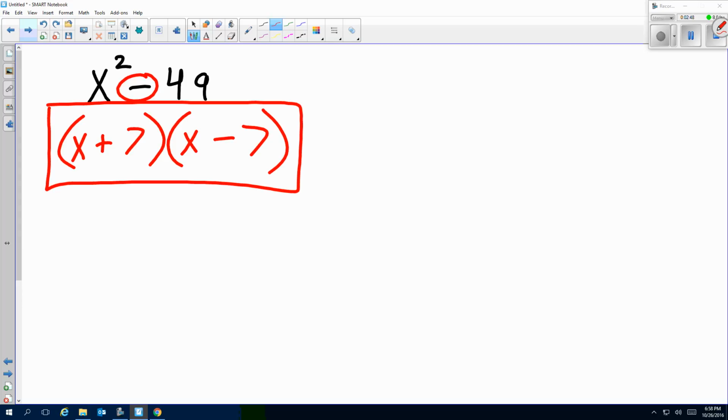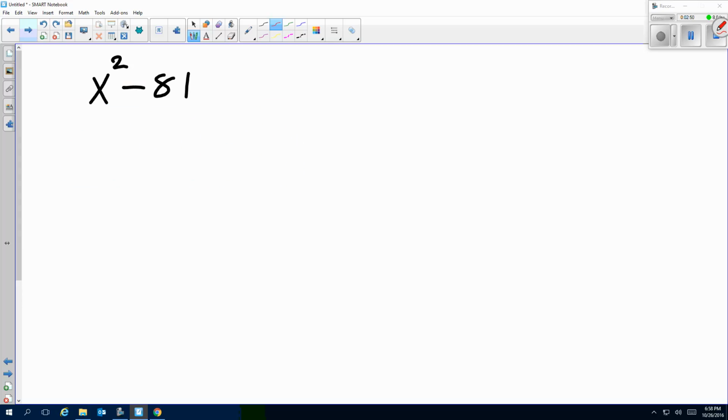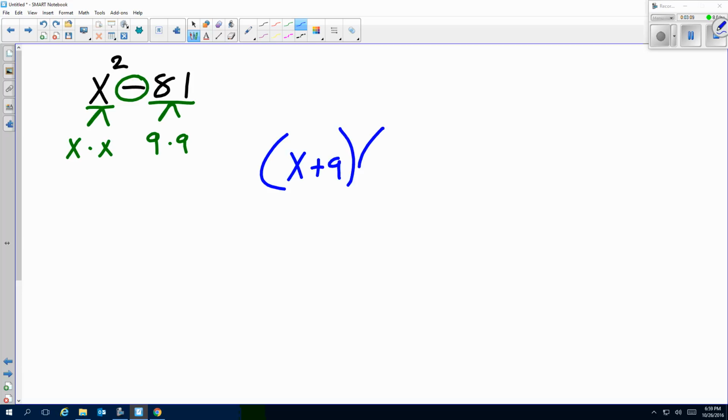Let's look at another one. All right, x squared minus 81. We should be excited because what do we know about 81? It breaks into 9 times 9. X squared is a great one. It's x times x. It's the difference. So what we can do, this is x plus 9, and this is x minus 9. Good job, guys. I'm so glad that we're catching on to this.